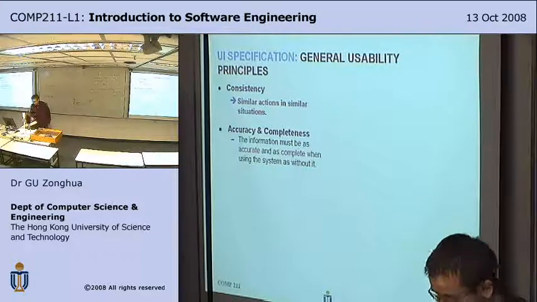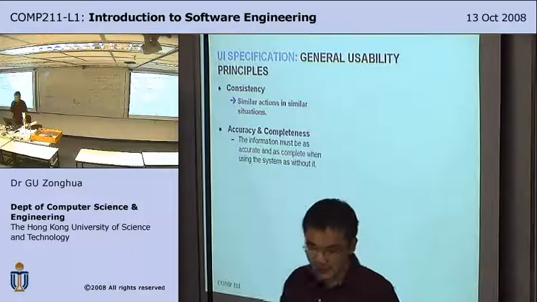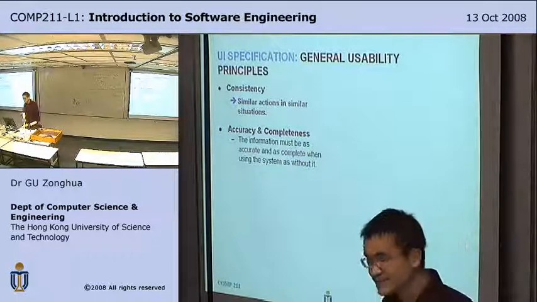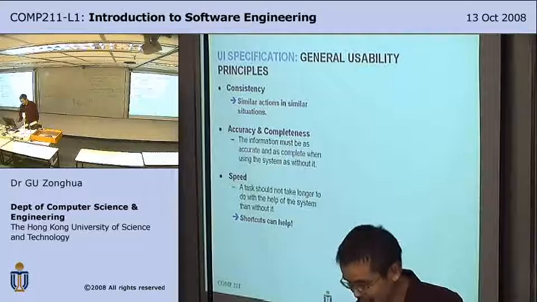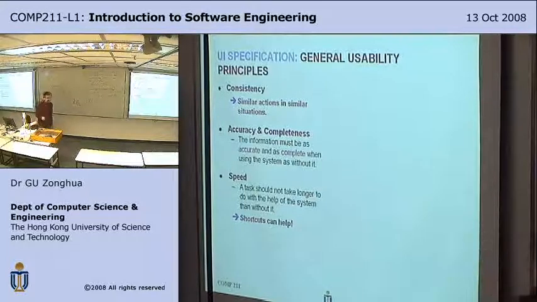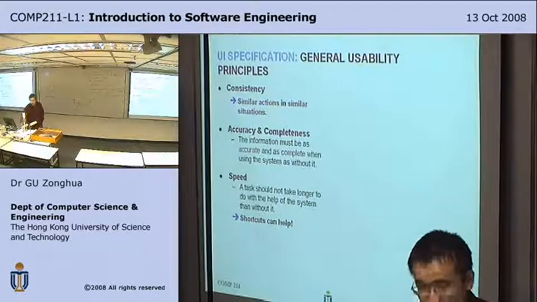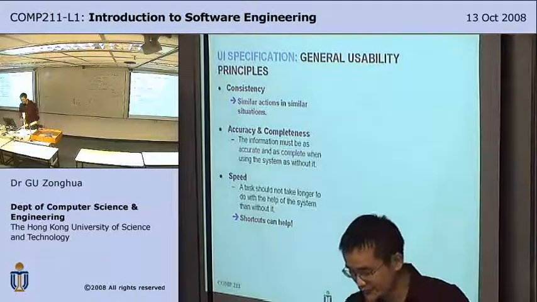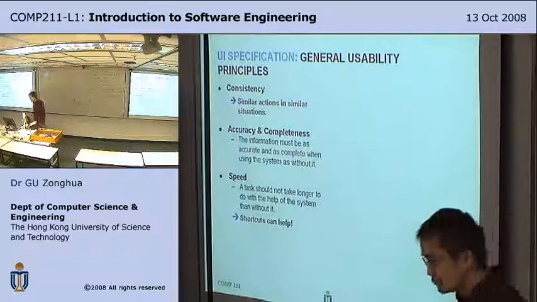The user often is inundated with information, but it's the wrong type of information. So you should try to give the necessary information to the user, but not more. The task should not take longer to do with the system than without the system. So the reason you're developing the system is to increase the user productivity, right? So shortcuts can help, like the popular shortcut Control-C, Control-V on Windows.